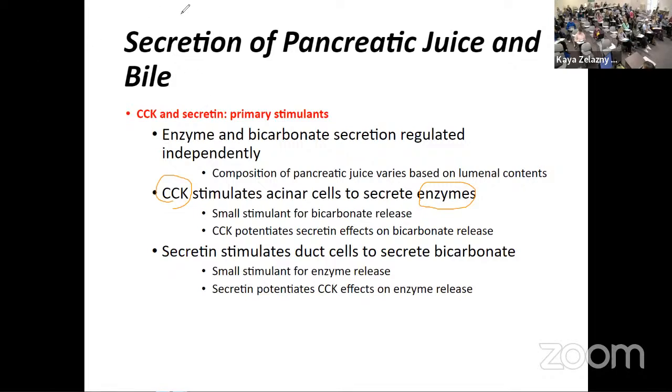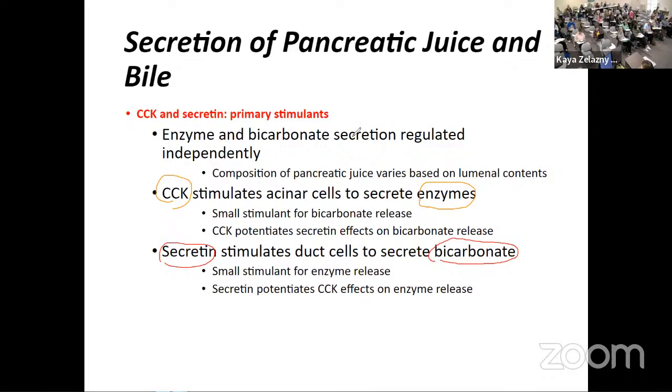Meanwhile, the secretin is our main signal for secreting bicarbonate. Okay. So that is happening mostly from our duct cells, the cells of that tube, that little pathway on the way to our duodenum. So with a bunch of secretin, you're going to be secreting a bunch of bicarbonate into the duodenum.